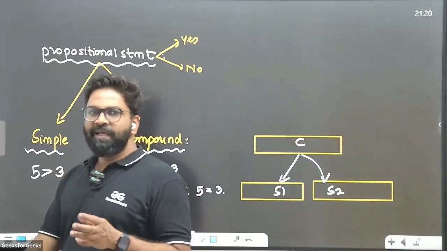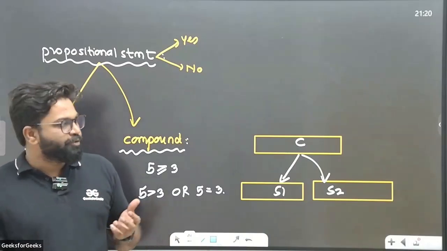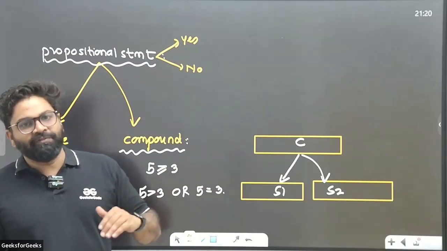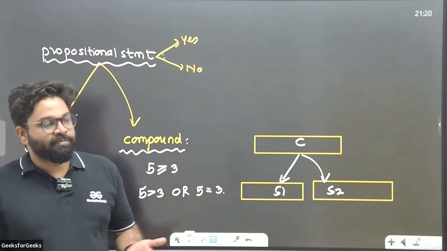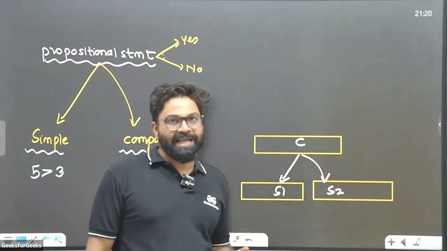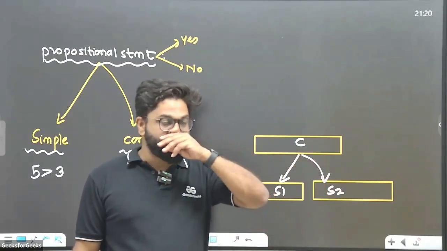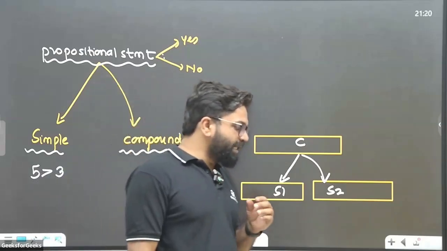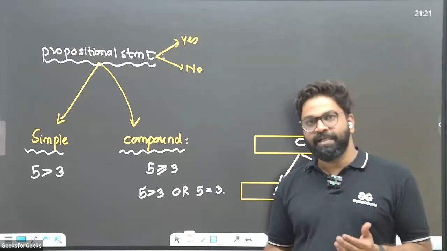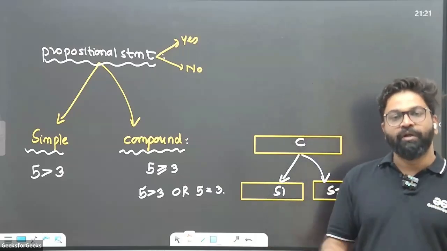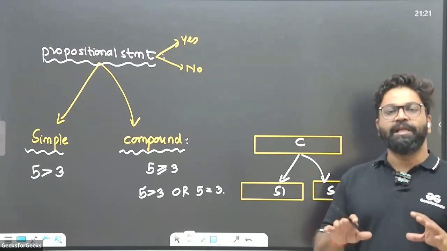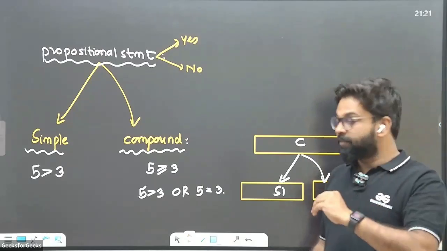Now the doubt arises: sir, is it necessary to divide into two simple propositional statements, S1 or S2, or can we divide into multiple simple propositional statements? There can be a simple propositional statement like this, and another simple propositional statement like this. So it totally depends on the compound. Sometimes you can divide into two, sometimes into three, sometimes into four. It is totally based on your compound propositional statement.